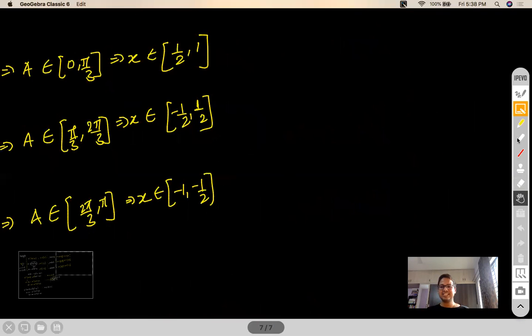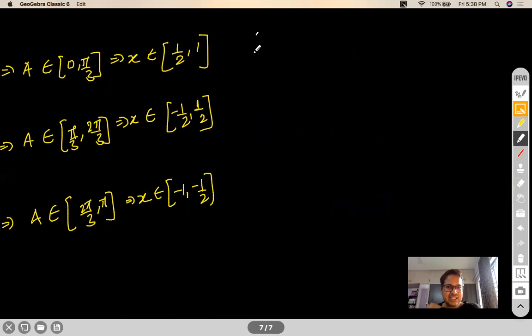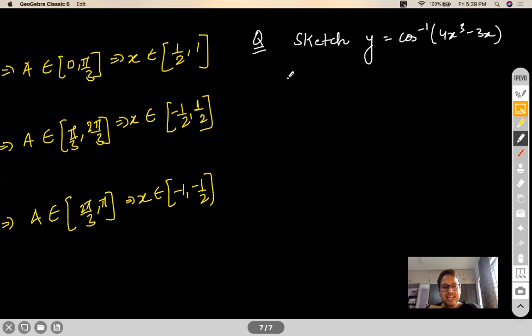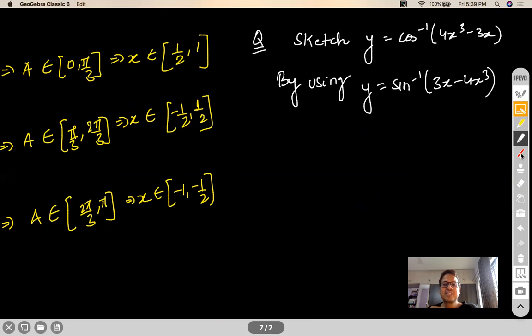Okay, now this time I will give you a question of slightly different nature. Sketch this graph by using the graph of sine inverse 3x minus 4x cube. So you are already aware of this graph, right? I'll draw it out for you once again. So the sine inverse 3x minus 4x cube graph, we already know the graph looks like this.